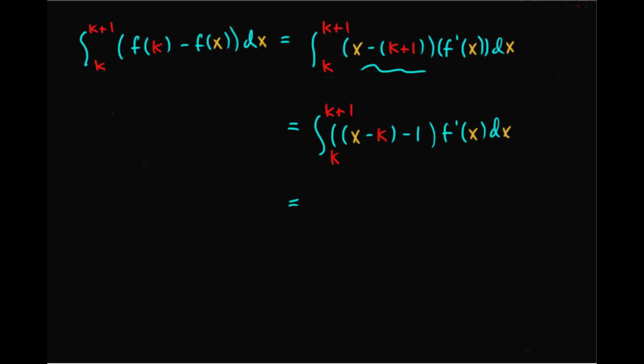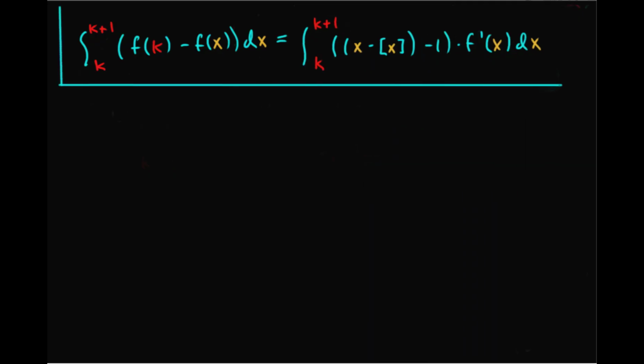And by rearranging negative signs, that equals the integral from k to k plus 1 of the quantity x minus k minus 1 all times f prime of x dx. But then again, on this interval, k is just the floor of x. So that expression equals the integral from k to k plus 1 of x minus the floor of x minus 1 all times f prime of x dx. And now we have that integral purely in terms of x.